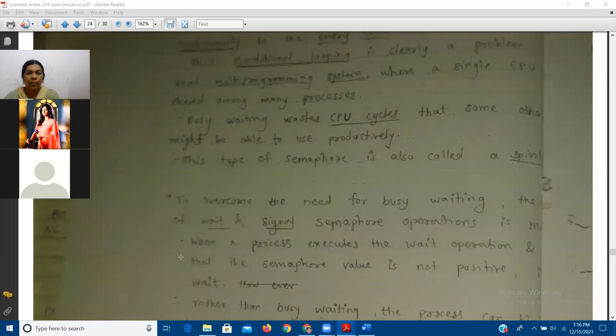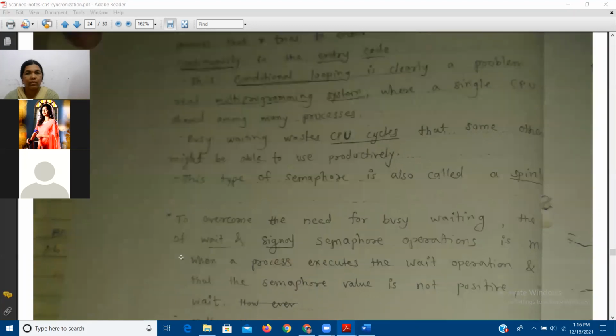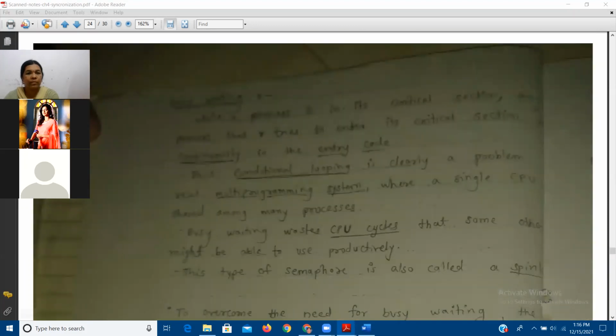This busy waiting is overcome using the modified definition of wait and signal. Is it over? Right, only the definition of this busy waiting.